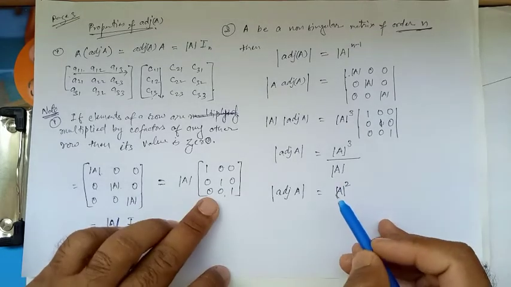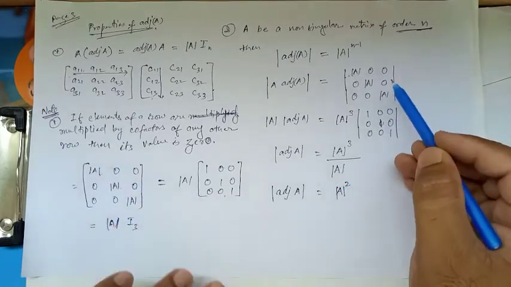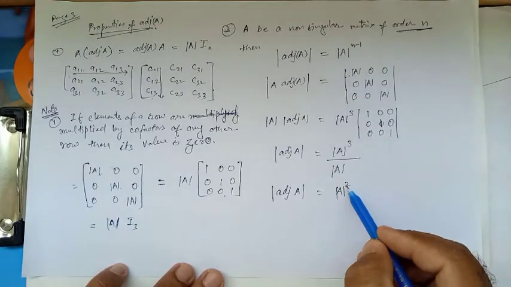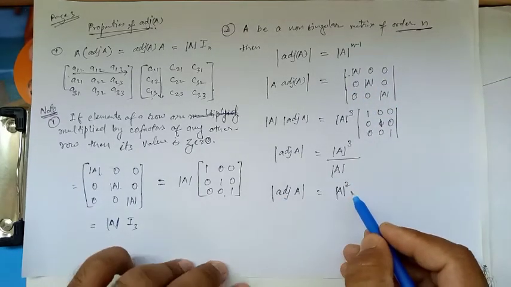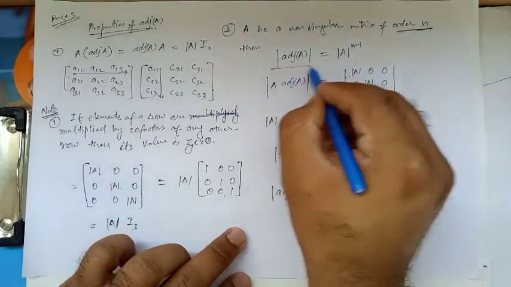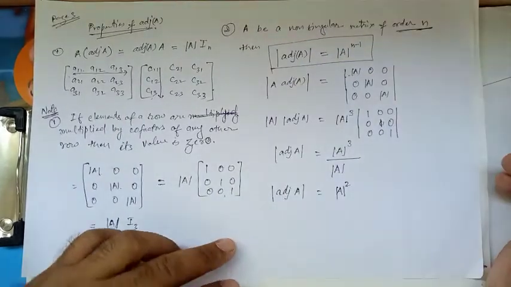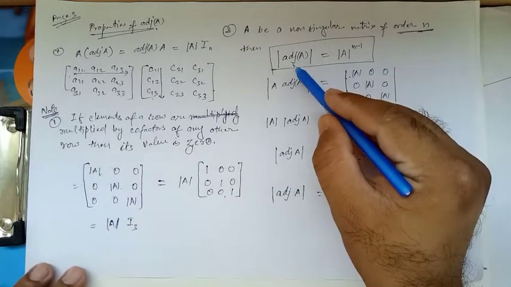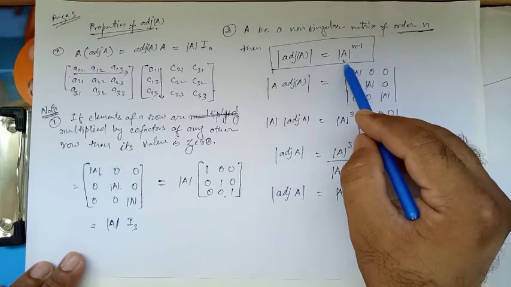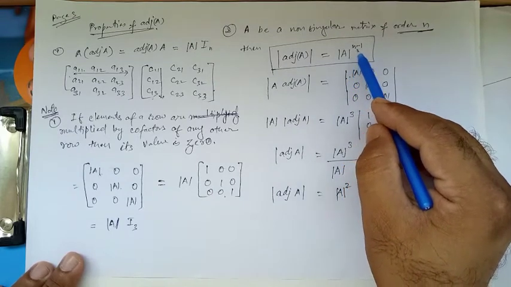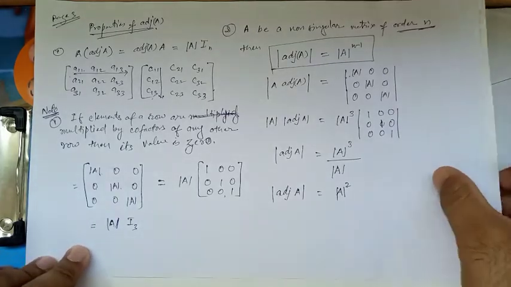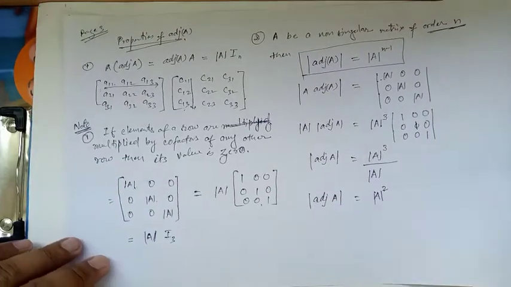Here we have considered a matrix, or determinant, of order 3, so we are getting 2. If this is of order n, then definitely we will get this one. Hence it is proved that determinant of adjoint A is equal to determinant of A to the power n minus 1, where n is the order. So we will move to the next topic, that is inverse of a matrix.